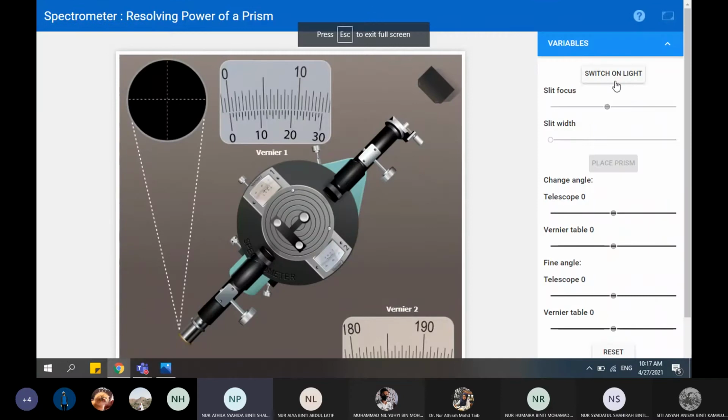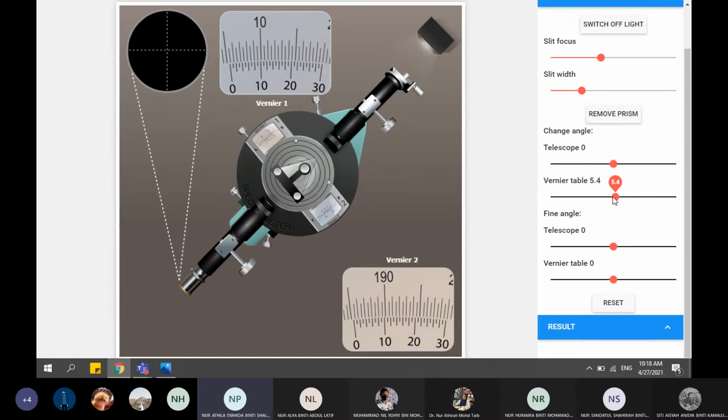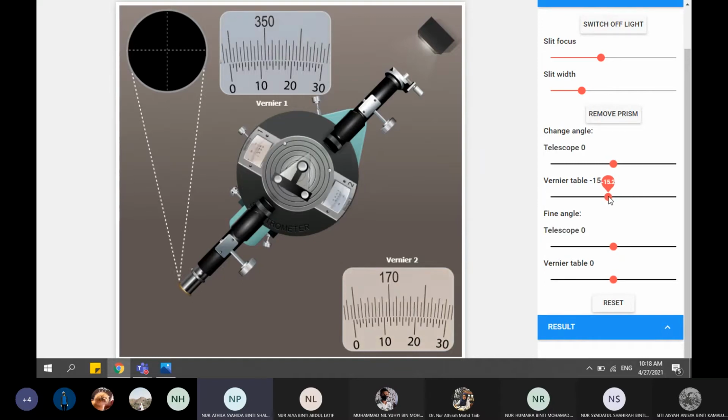Okay, first, follow the control as Shahida said earlier, and then in order to determine the angle of minimum deviation, rotate the prism table until we get to see the reflected light through the prism.